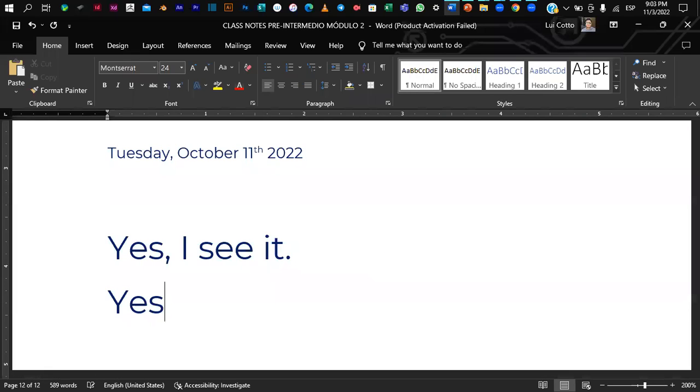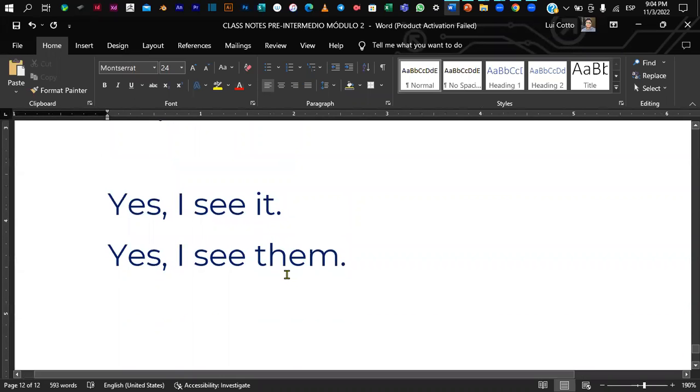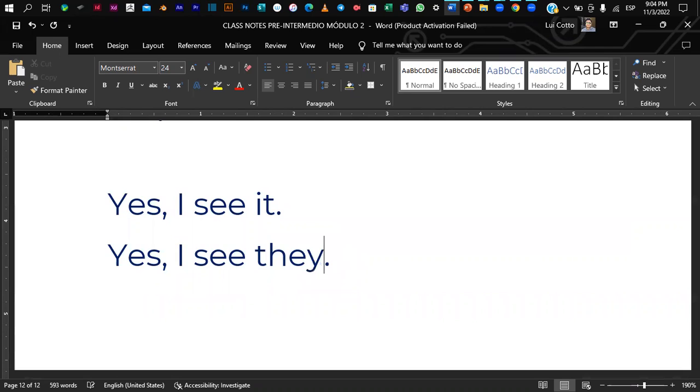Yes, I do. Yes, I see them. Them, correct, is them. Why is them? ¿Por qué es varios? Plural. First is plural, primero es plural. And then you see instead of they. This is incorrect. If you write it like that, si lo pone así, it's totally wrong. Está mal, así.